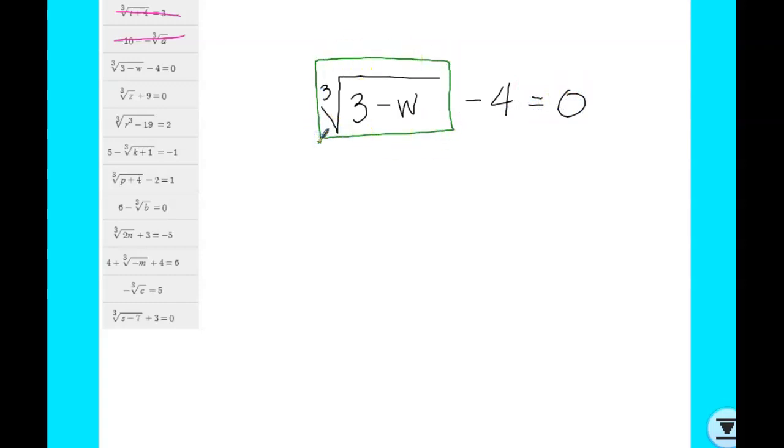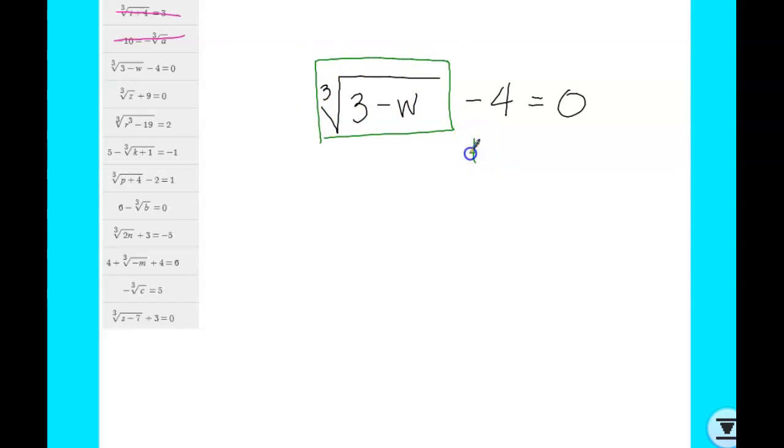All right, next one is we are going to look at the cube root of 3 minus w, minus 4, is equal to 0. So once again, we always want to make sure that we get the radical isolated. It's kind of like when you solve an equation, you want to get the variable isolated. That's exactly what we're doing here. And because the radical contains our variable, this is the part that we want to isolate first.